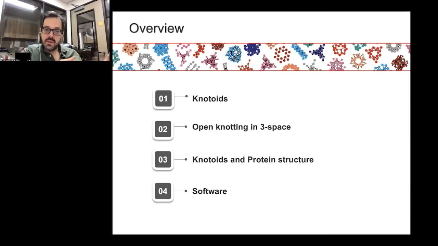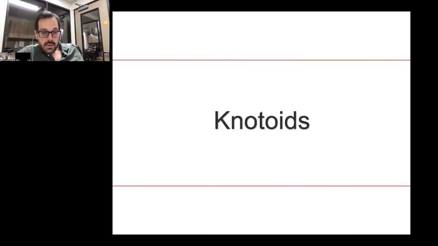And if we have even more time, I will present some results on how we can apply knot theory to the study of chromosomes and how they are entangled and such. Okay, so let's start with Knotoids. The overview is that I will present the basics of Knotoids, then I will show some results on open knotting in 3-space, and then the meat of this talk is part 3, Knotoids and protein structure, how we apply all this mathematical toolset to analyze proteins, and in general curves in space, but I'm working with proteins, at least until recently. And then, of course, the software, if we have time. So let's start with the Knotoids.